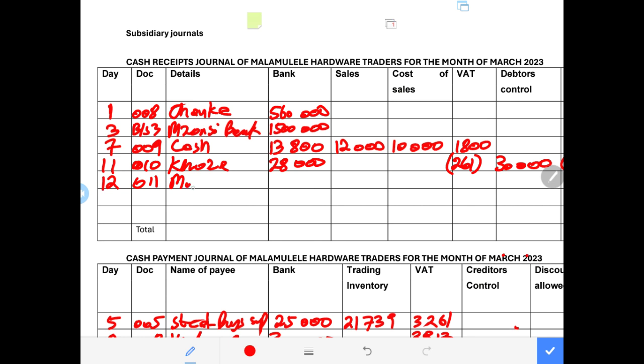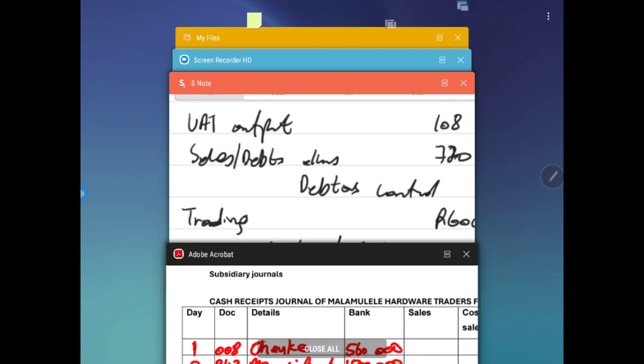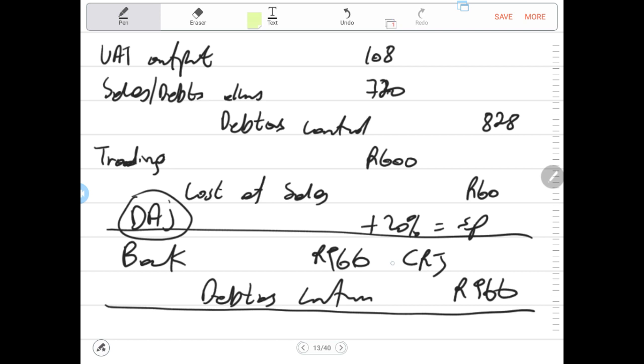It's the receipt that we received from Mavimbela. How much did we receive? 966 under the bank column. And also do remember that this is what we are referring to. The bank column is there. Now we need debtors control.